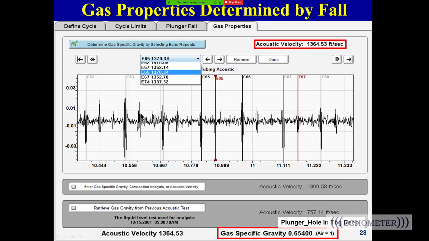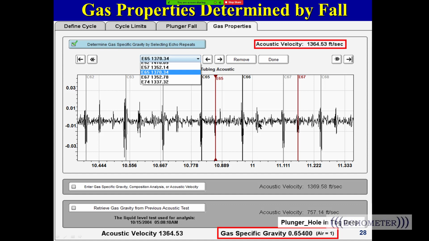And we use that round trip travel time along with the depth to calculate the acoustic velocity. And there's our acoustic velocity for this example right here. So this is it right here for echo 65. And based on that round trip travel time, then we can calculate the gas gravity of the gas in the tubing. So the plunger is measuring the gas gravity of the gas in the tubing based on the acoustic velocity, and it does a weighted average of all the collars you pick and comes up with a weighted average of the collar echoes that you pick.